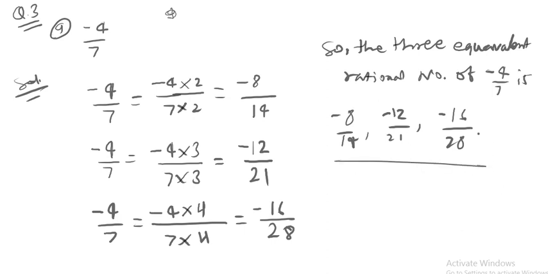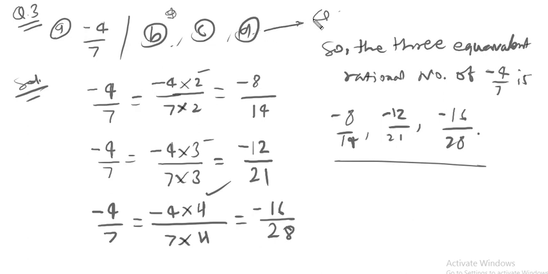Like this, you can solve question parts B, C and D. First you have to multiply by 2, then 3, then 4, right? In numerator as well as denominator. So you have to solve parts B, C, D of question number 3. Come to the next question.